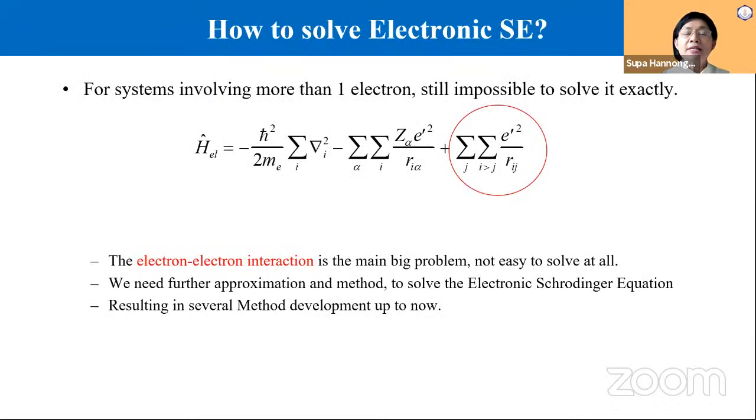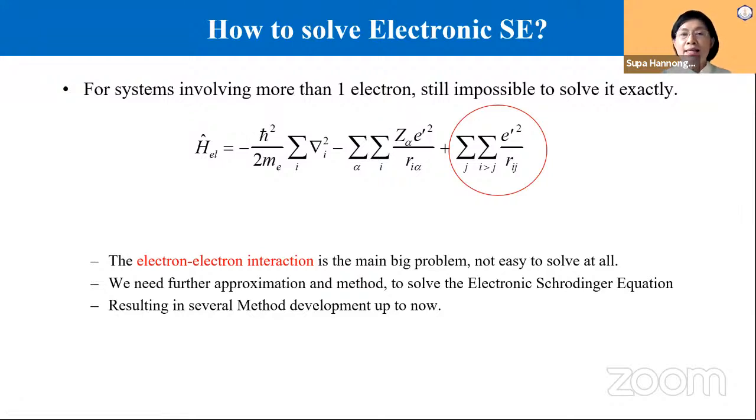So now let me bring you to a little bit more about how to solve the electronic Schrödinger equation, which is the main part of computational chemistry. This is very challenging and not easy, actually quite complicated. We consider the systems which involve more than one electron.